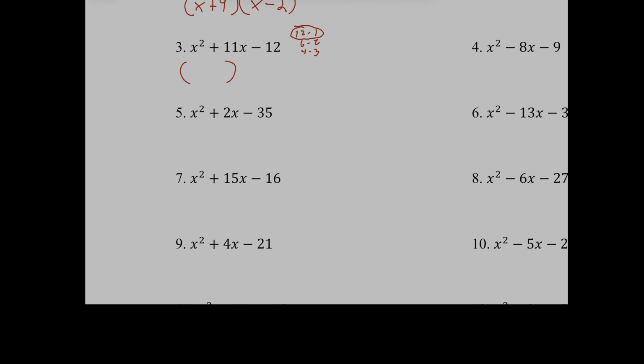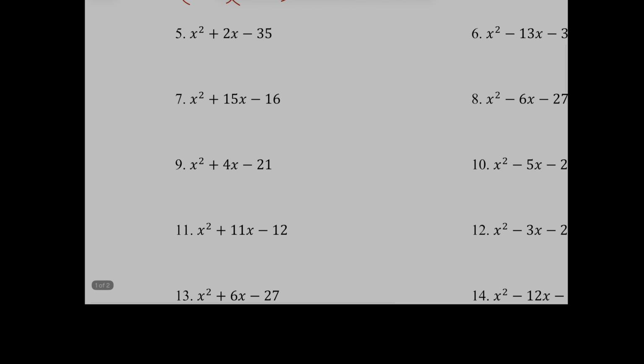So anyways, let me put in my parentheses. And my third term is negative. Third term is negative, my signs are different. What multiplies to 12 and subtracts to 11 is 12 and 1. Which one's bigger? The 12. The 12 gets the sign of the plus. The 1 gets the sign of the minus. What's positive 12 times negative 1? Negative 12. What's positive 12 plus negative 1? Positive 11. See how this works?